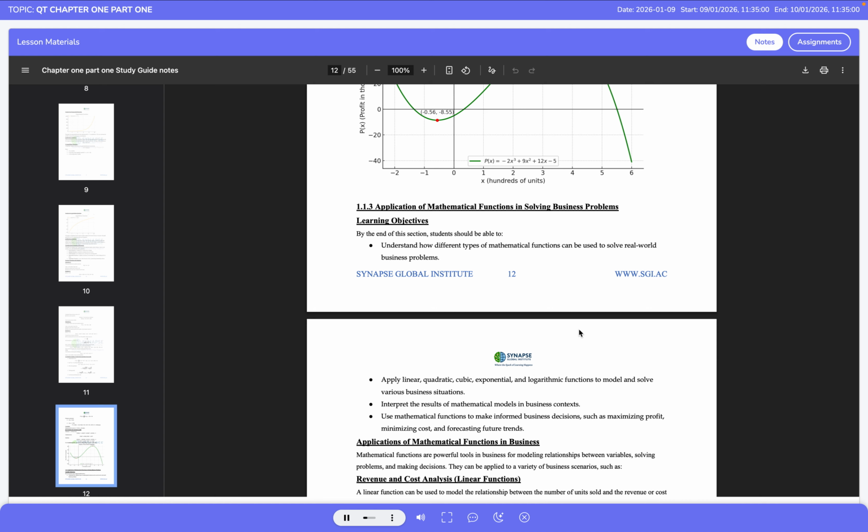By the end of this section, you should be able to understand how different types of mathematical functions are used to solve real-world business problems, apply linear, quadratic, cubic, exponential, and logarithmic functions to model and solve business situations, interpret the results of mathematical models in business contexts, and use these models to make informed decisions such as maximizing profit, minimizing cost, and forecasting future trends.